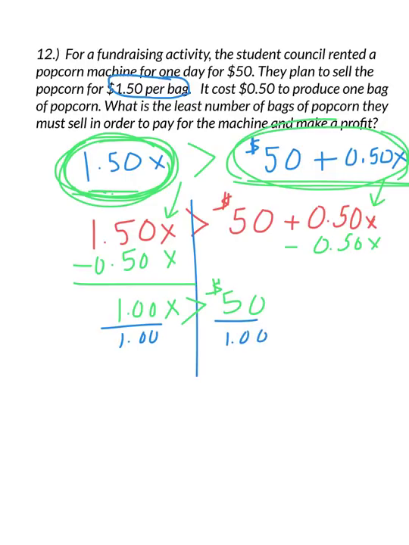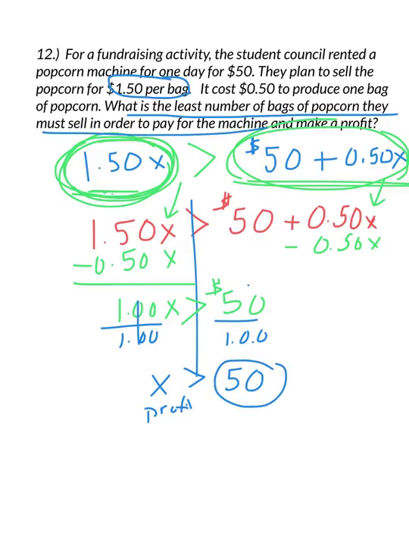Divide by $1. So the x, this is the profit, P-R-O-F-I-T, is going to be greater. 50 divided by $1 is going to be 50. The profit is going to be greater than 50. Okay. So what is the 50 bags? I think that's what is the least number of bags of popcorn they could sell? So I have to sell at least 50 bags. Well, that wouldn't make a profit. 50 bags would not be a profit. I'd have to actually sell more than 50.